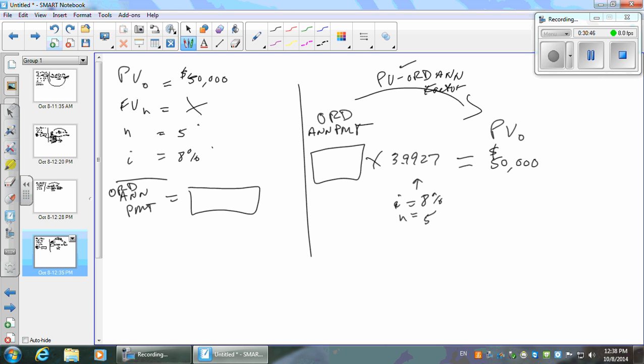What's worth $3.99? $1 received at the end of each period, for 5 periods, out 5 years into the future. 1 year from now, 2 years from now, 3 years from now. Everybody got it? This is too easy to believe, isn't it? That's worth $3.99. So what is your payment got to be? Divide 3.9927 into 50,000, you got to pay. How much is that?